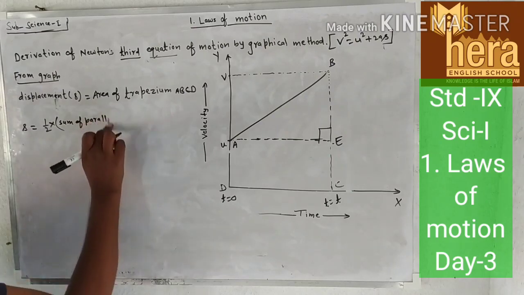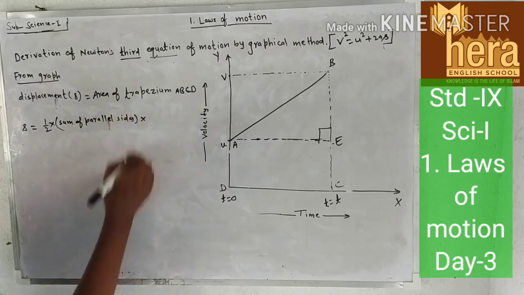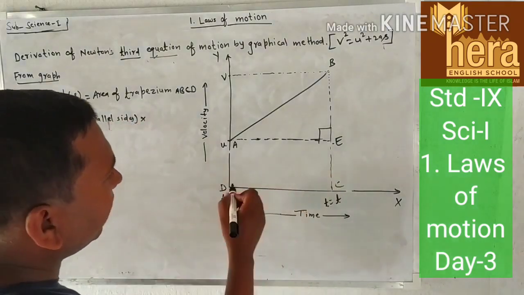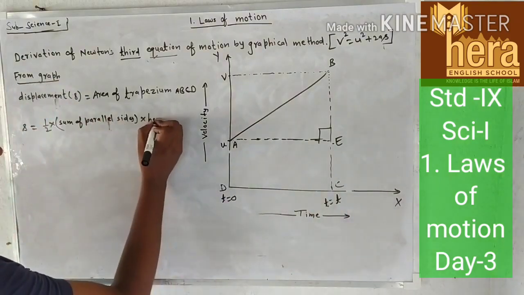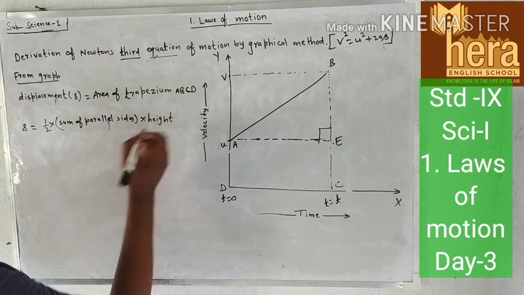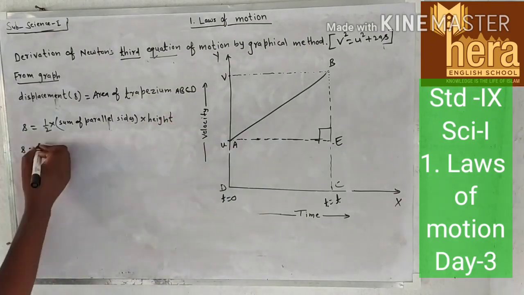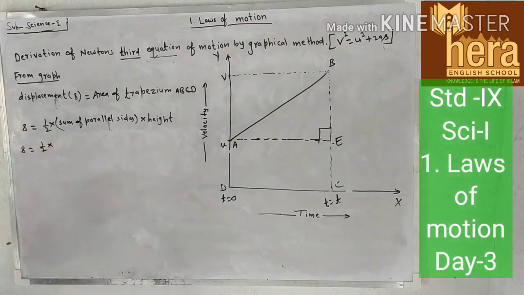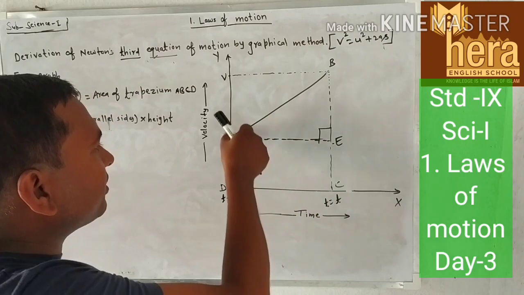Parallel sides into height. This will be the height. So S will be equal to 1 upon 2 into sum of parallel sides, this side plus this side.